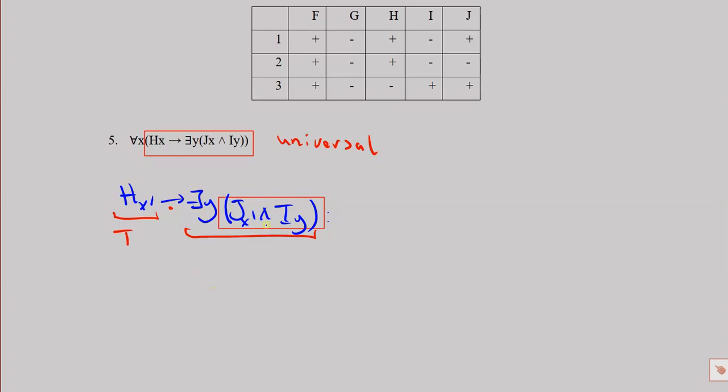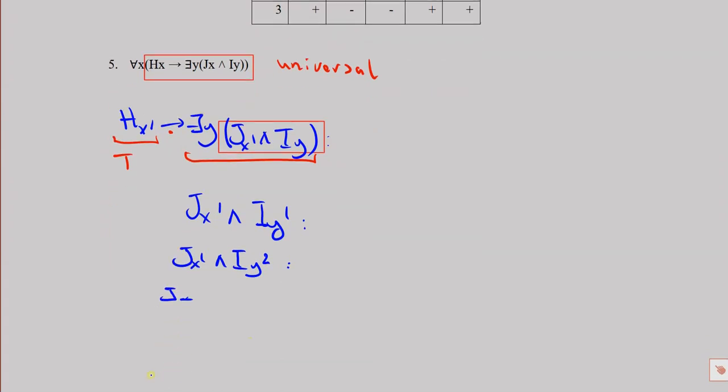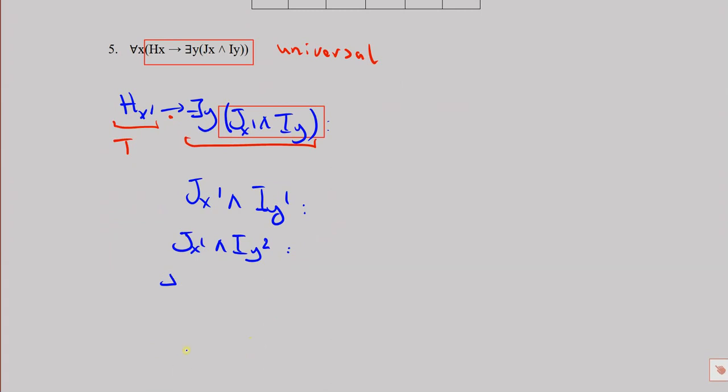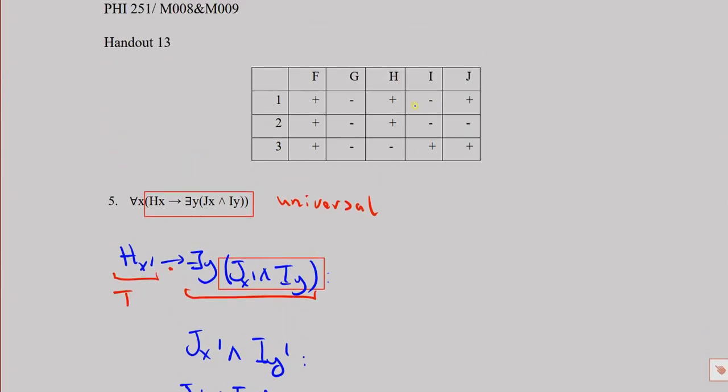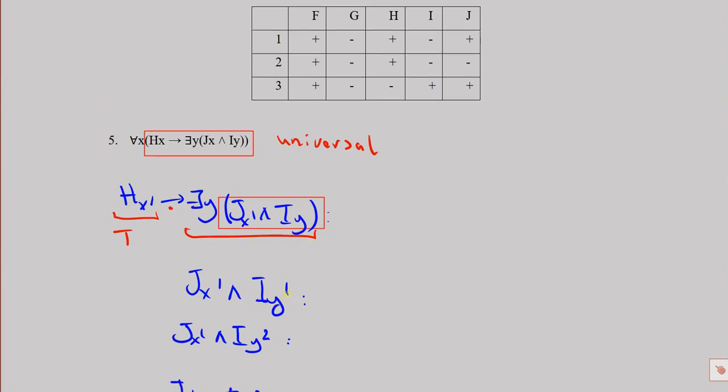If you eliminate there is some y and treat y as referring to 1, you get jx1 and iy1. Then we need to check for object 2: again, eliminate the existential, and what is left is jx1 and iy, this time referring to 2. And then you get jx1 and iy referring to 3. So we need to know whether any of these things is true. If any of them is true, then the existential is going to be true. Okay, how about the first one? Notice that 1 is not in the extension of i, so iy1 is going to be false.